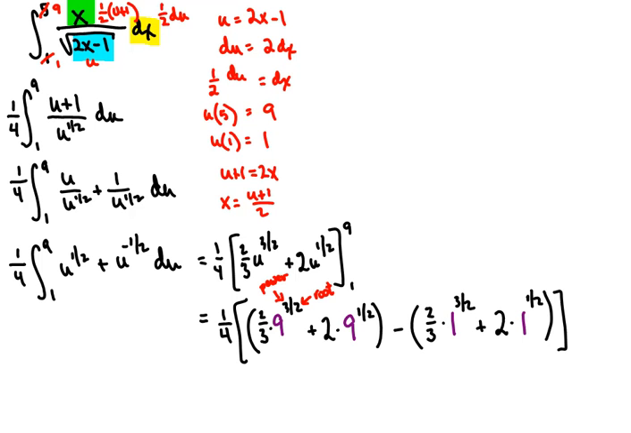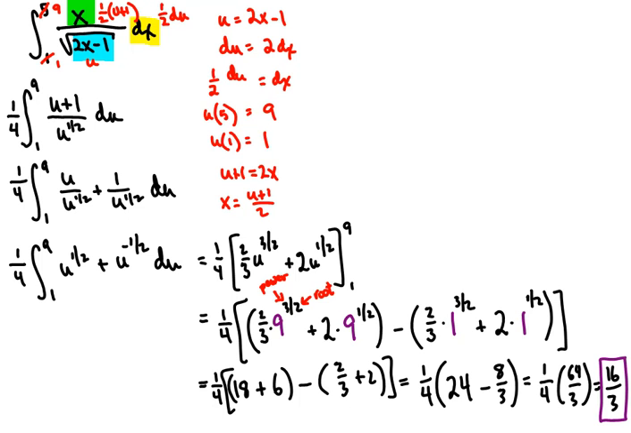Now in case you don't remember how to evaluate 9 to the 3/2, that's power over root. You can do the root first, so the square root of 9 is 3, to the 3rd is 27. And 2/3 of 27 is 18. Square root of 9 is 3 times 2 is 6. Then I'm going to subtract from that 2/3 plus 2. And I'm running out of time, but that gives 16 over 3.